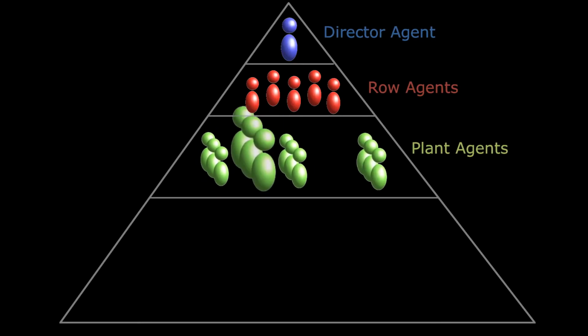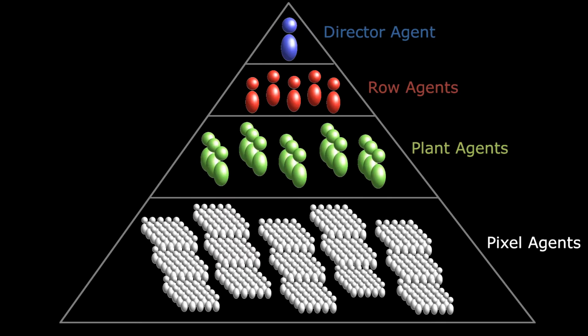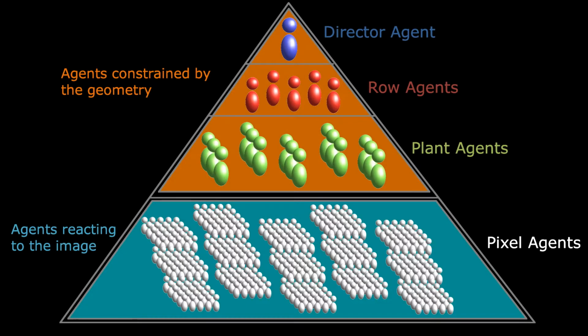The third layer contains the plant agents. Groups of plant agents are instantiated under the command of each row agent. Similarly to the row agents, there is initially as many plant agents as the number of detected plants during the approximation step. Finally, there are the pixel agents. Groups of pixel agents are supervised by each plant agent. The top 3 layers are working in order to refine the spatial organization, while the bottom layer senses the image.